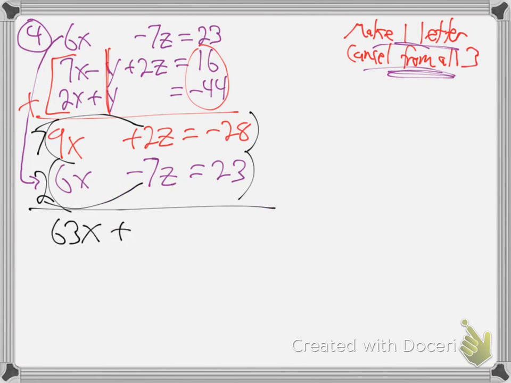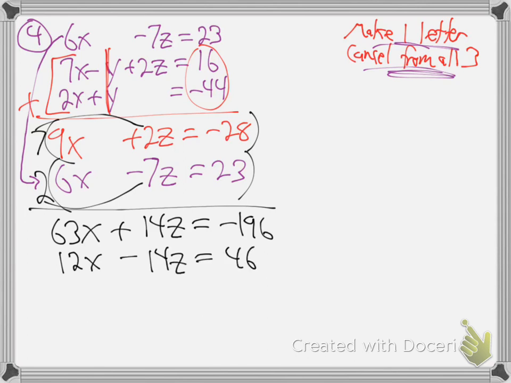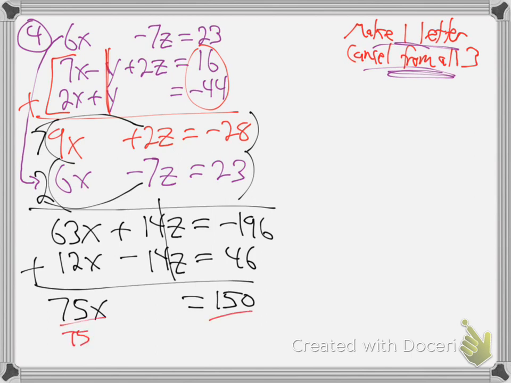So what do we got? 63x plus 14z, and 7 times 28 is getting big here. Minus 196, and then 2 times 6 is 12x. Minus 14z is 46. Add them up. 75x. These cancel. It looks like 150. Last step to solve for x. X is 2. So we got x.